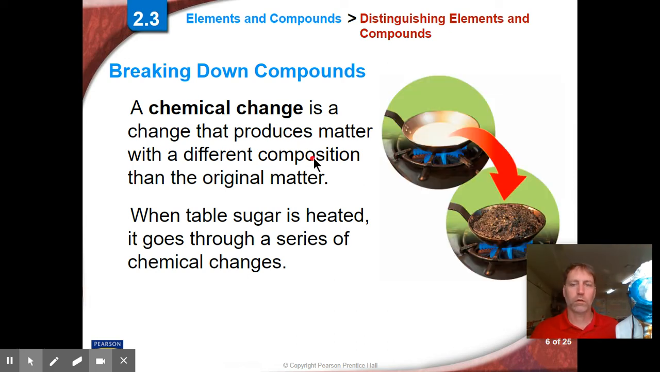So for instance, when sugar is heated, it goes through a series of chemical changes. When this white or brown sugar is heated, the compound that makes up sugar, carbon, hydrogen, oxygen, will change, and you'll see this black material, that's carbon. You might see some evaporation of liquid, and that is some water that comes off of this sugar. So this sugar has been chemically changed, it's been broken down, and it's irreversible.